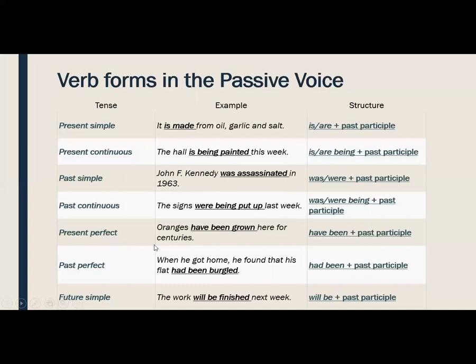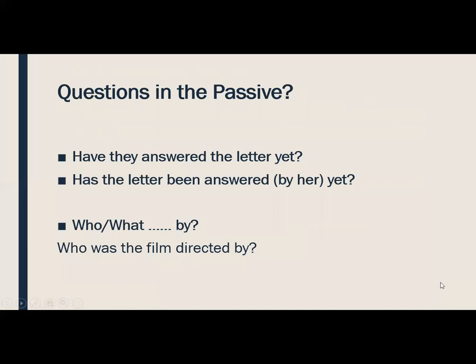Present perfect. Oranges have been grown here for centuries. Past perfect. When he got home, he found that his flat had been burgled. Future simple. The work will be finished next week. What about questions in the passive voice?